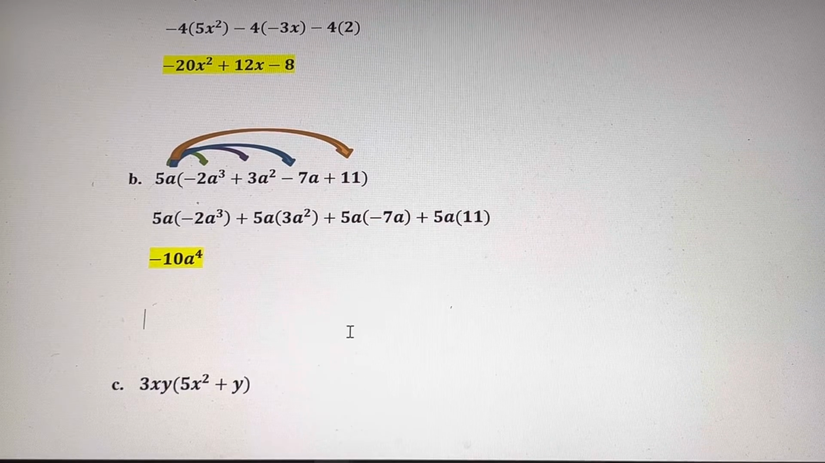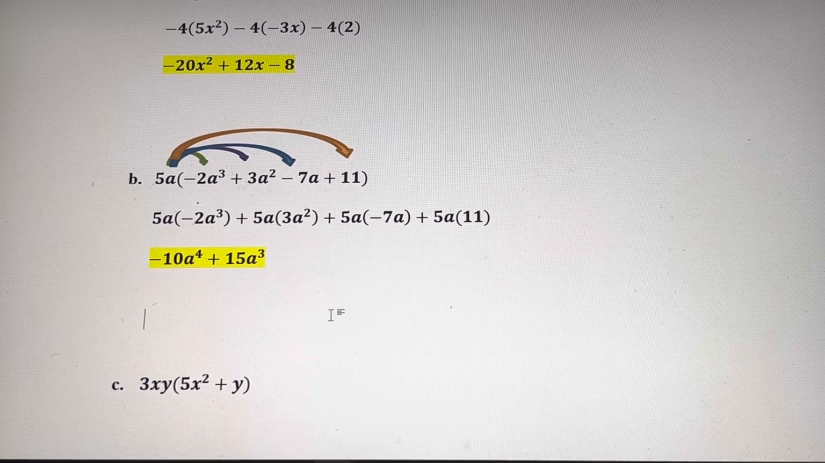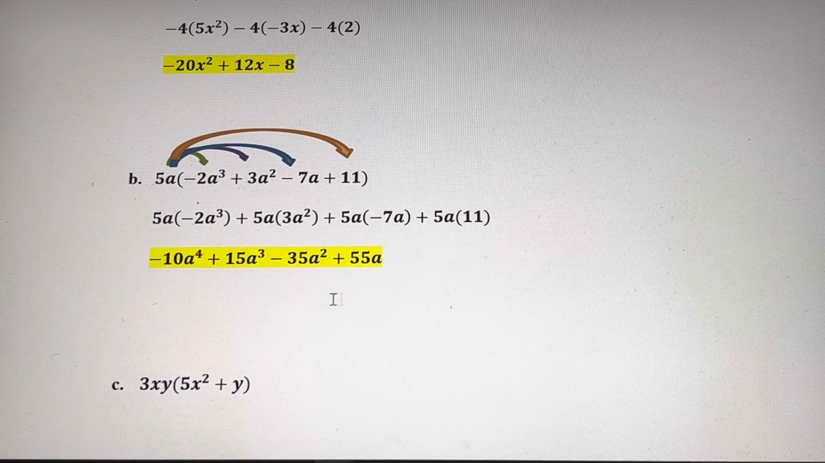5a times 3a squared. Well, 5 times 3 is 15. a to the first times a to the second. Add the exponents. We get a to the third. Okay. 5a times -7a. 5 times -7 is -35. a to the first times a to the first. Add the exponents. We get a squared. And finally, 5a times 11 is just going to be 55a. That's my answer. There's nothing to simplify. It's in standard form. So we're good to go, okay?